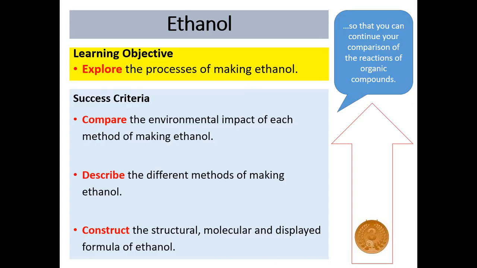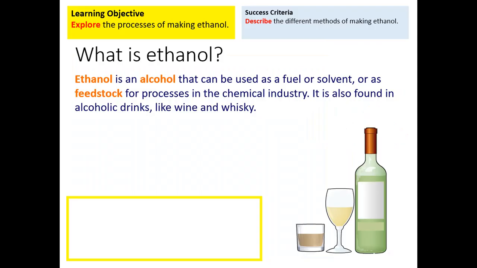So well done then, we've constructed it, and what we're going to talk about now is the different methods of making it. So let's have a little look. So ethanol, like we said, is an alcohol. We associate alcohol probably with the drink.